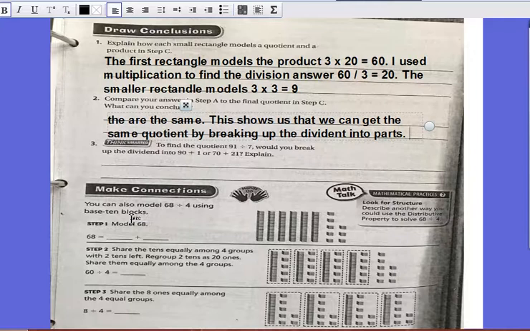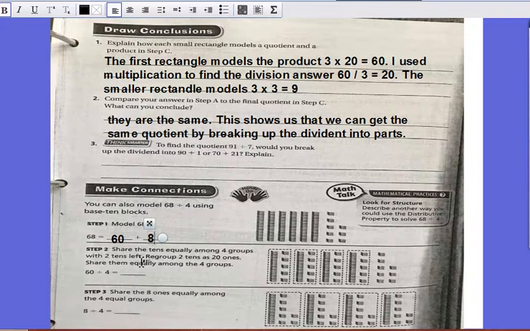Alright, so let's go on to this make connections part. Forgot to put a thing in there. There we go. You can also model 68 divided by 4 using base 10 blocks. To model 68, they have 10, 20, 30, 40, 50, 60, and then they have 8 little ones. So 60 plus 8 gives us 68.